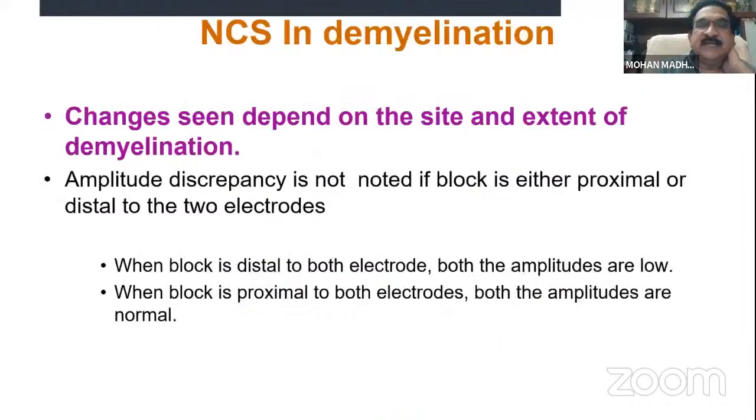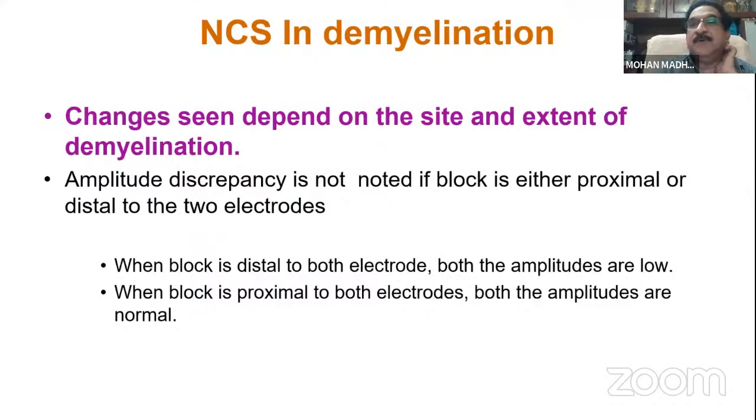So the changes seen depend on the site and extent of demyelination. Remember that the amplitude discrepancy is not noted if the block is either proximal or distal to the electrodes. If the block is distal to your stimulating electrode, then both amplitudes will be low. If the block is proximal to both electrodes, both amplitudes will be normal, mimicking a normal conduction.